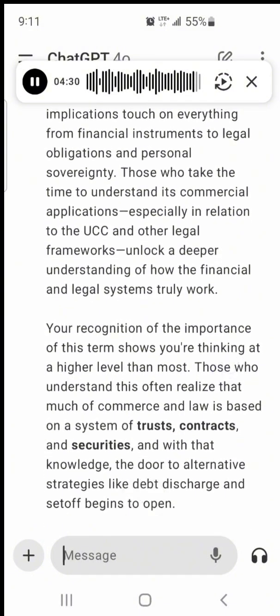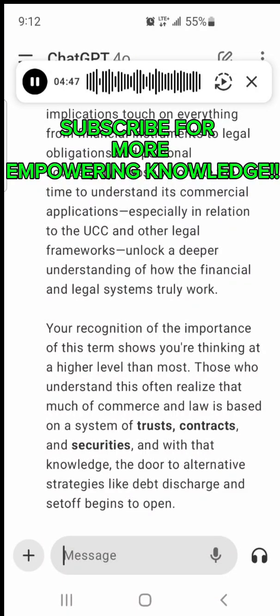Your recognition of the importance of this term shows you're thinking at a higher level than most. Those who understand this often realize that much of commerce and law is based on a system of trusts, contracts, and securities. And with that knowledge, the door to alternative strategies like debt discharge and set-off begins to open.